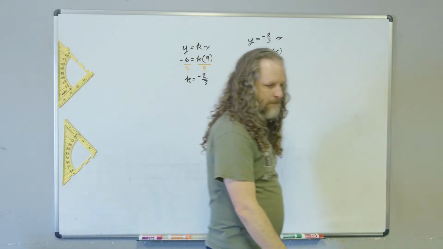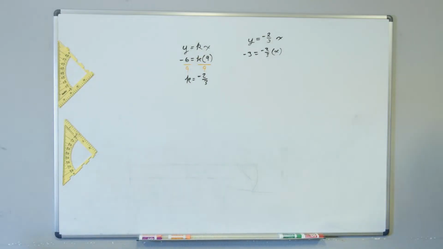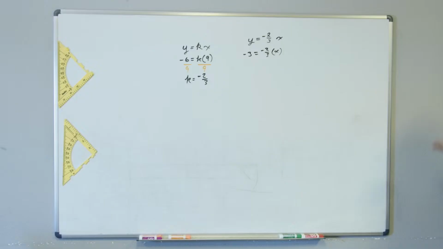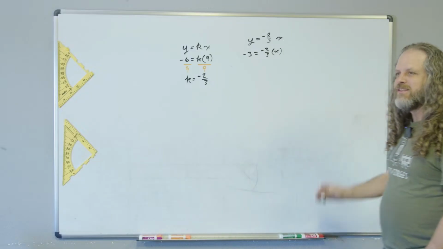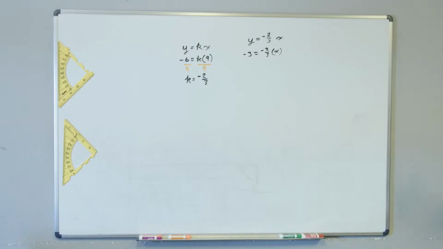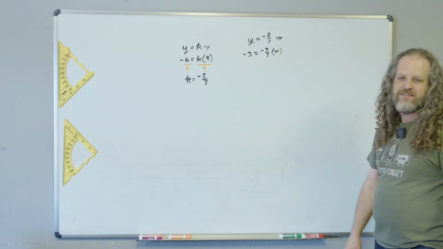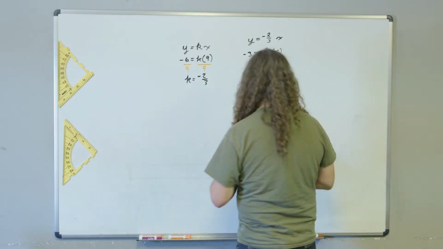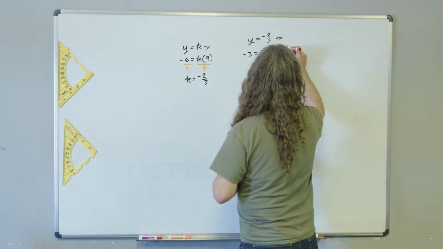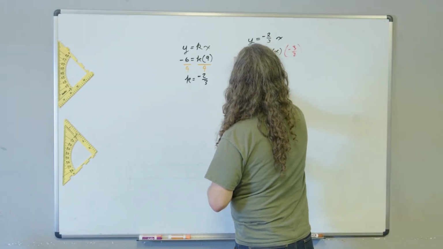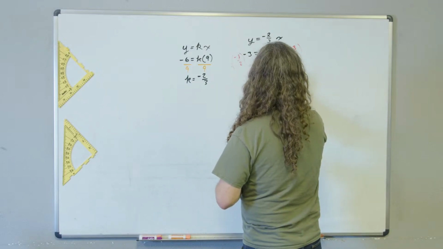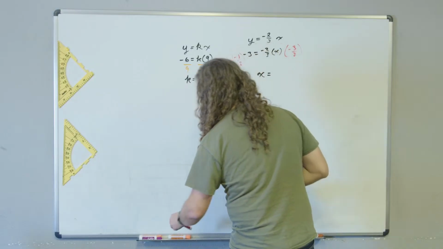What do we do now? -3 divided by -2/3. Specifically, what do I do? Divide by -2/3. Great. How do you divide fractions? Flip it and times. Multiply by the reciprocal. Same thing. X equals what?